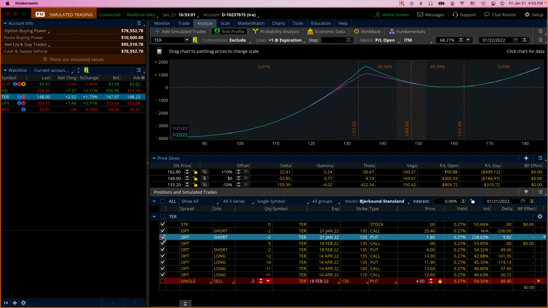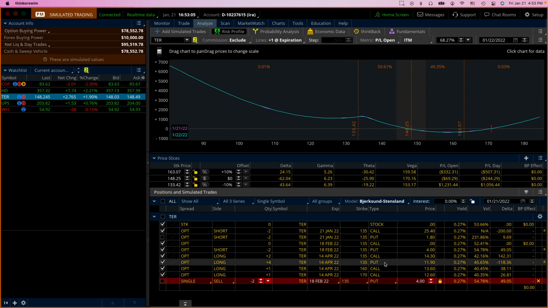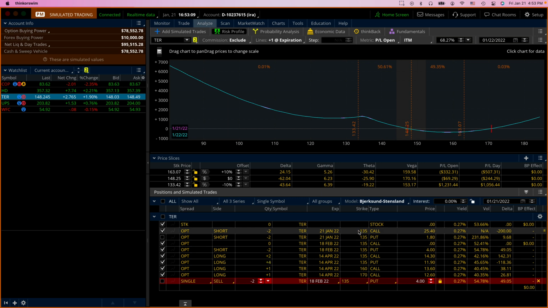Literally, this is what it looks like until that put goes away. Okay, but that's today. It's in all likelihood going to go away. Then we have this call that expires today, and we would be assigned short shares if we don't close that.